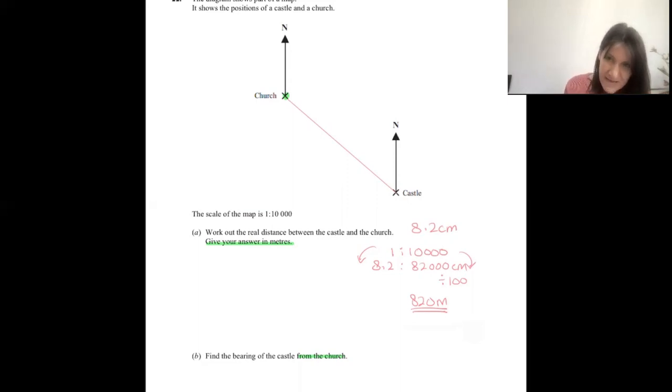Bearings are always measured clockwise from the north. So this is my north, this is my movement clockwise. I hit my line of travel. That is the angle I would be measuring with my protractor. And the answer, if you could do it properly, was 130 degrees. So that's how we deal with map scales and bearings. These are not uncommon questions, so we do want to know what we're doing with those.